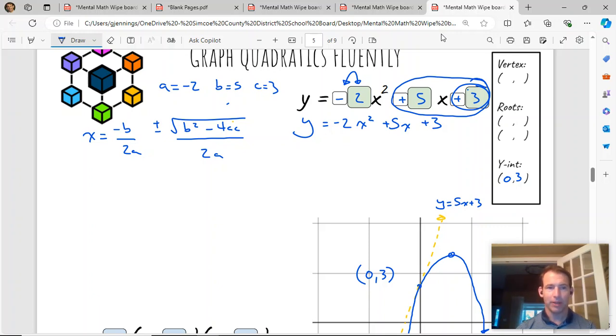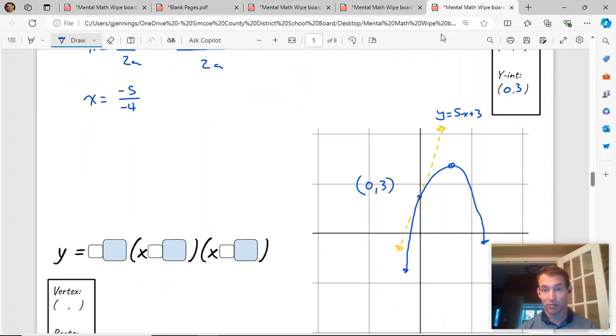Why is that? Well, let's put in our values. So x is equal to negative 5 on 2a, which is negative 4. That's 2 times negative 2. And negative 5 on negative 4 is the same thing as positive 5 on 4. This actually gives us the equation of the axis of symmetry. Our quadratic has a vertex at x equals 5 on 4. So that's this value here.